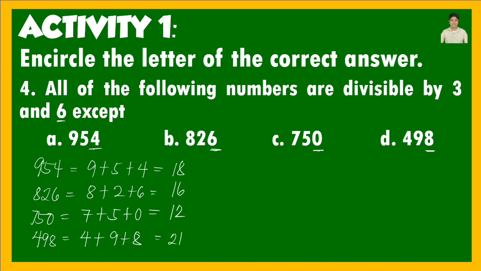Okay, so yung mga sum na nakuha natin, meron diyang nag-iisang number na hindi divisible by 3. Okay, and that is 826. Yung nakuha kasi nating sum is 16. 16 is not divisible by 3. Okay, so yung 18 divisible by 3 and 6. 16, hindi siya. 12, of course. And then 21 is divisible by 3. Okay, so our answer is letter B.